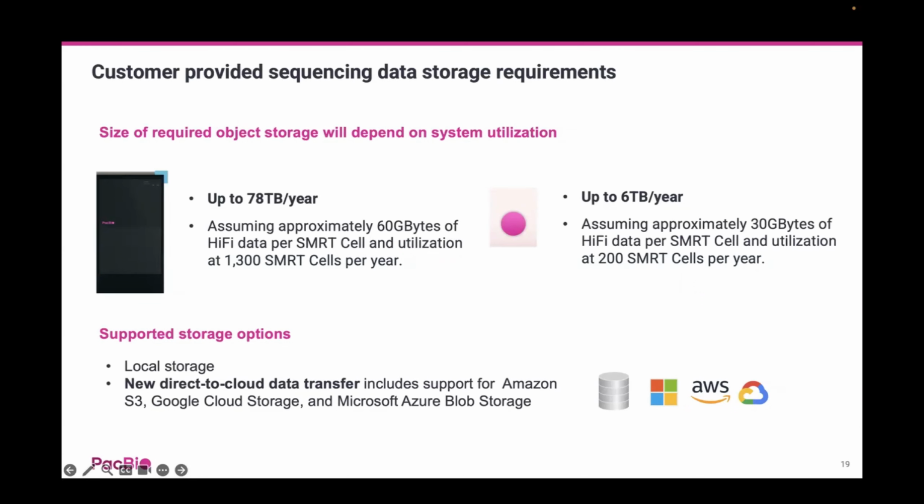The amount of storage you need is based on how much you plan to utilize your instruments. At maximum capacity, the Revio can generate up to 78 terabytes of data per year, assuming 60 gigabytes of HiFi data per 1,300 smart cells used per year, while the Vega can generate up to 6 terabytes of data per year, assuming 30 gigabytes of HiFi data generated per smart cell and a throughput of 200 smart cells a year.